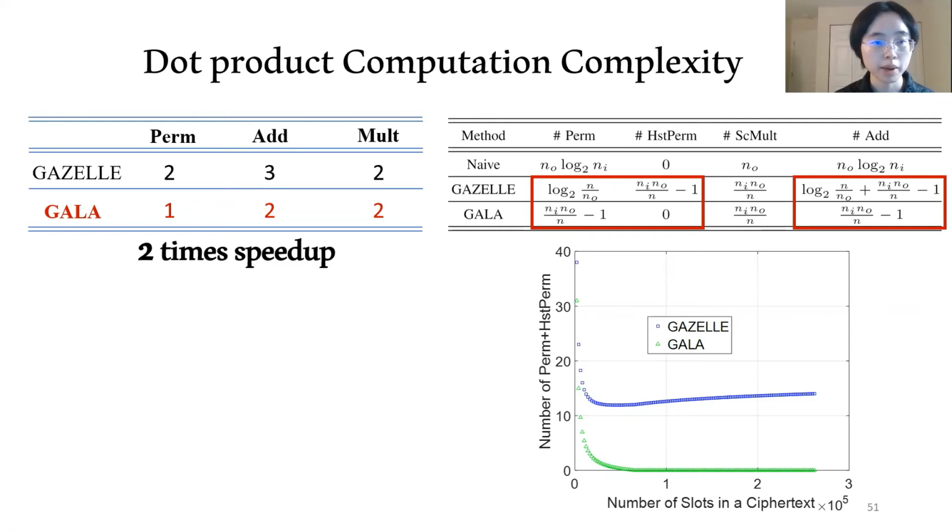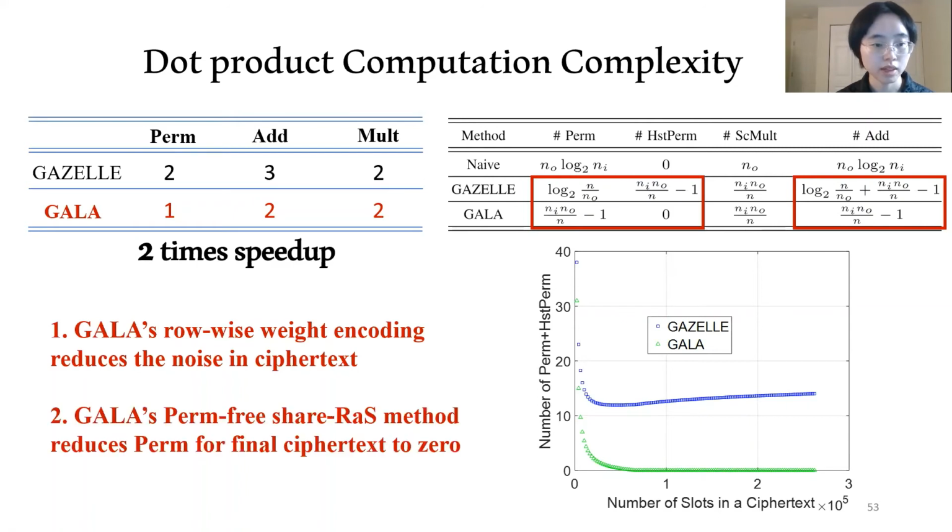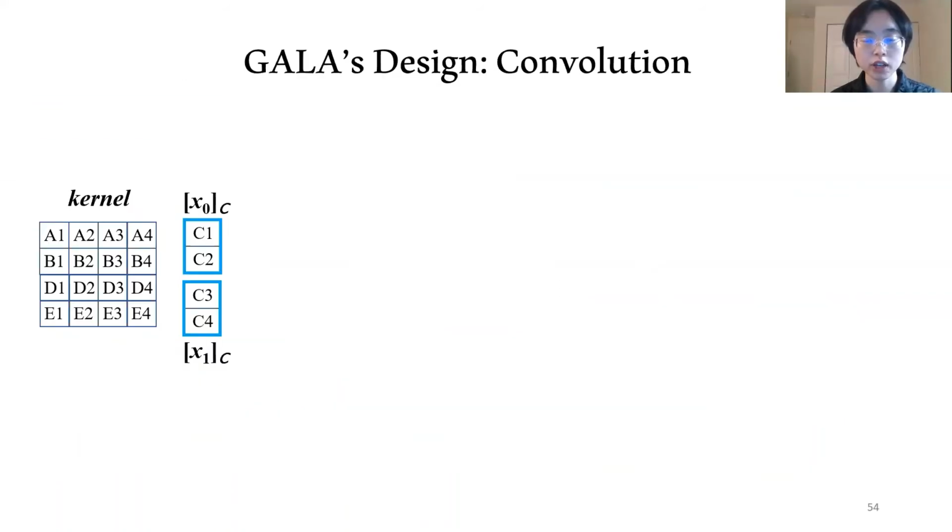So to optimize the dot product computation, GALA's row-wise weight encoding reduces the noise in the ciphertext. The details can be found in our paper. Next, GALA's perm-free share-RAS method reduces perm for the final ciphertext to 0. For the convolution computation, GALA follows a similar idea to the dot product.